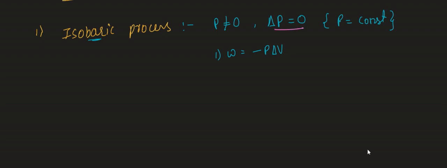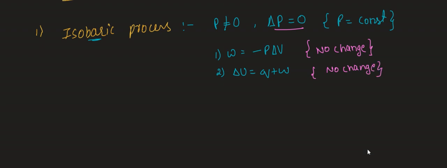Delta P is 0. So do you have any delta P in the formula? No. So is there any change? No change. That means there is no change in the work done formula under isobaric process. Now let us see the second one, delta U. What is the delta U formula? First law of thermodynamics, Q plus W. Do you have delta P anywhere in this formula? No. That means we have learned that in the first law of thermodynamics under isobaric process there is no change in the formula.